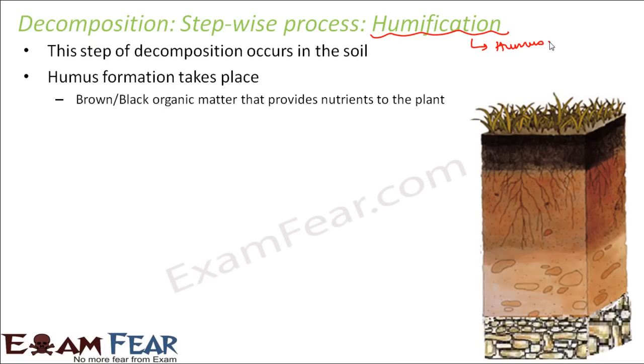Now before that, what is humus? Humus is brown or black organic matter that provides nutrients to the plants, and that is why it is said to improve the fertility of the soil. So nature-wise, humus is amorphous in nature. What do we mean by amorphous? Now there are two types of substances based upon its internal structure or internal form. One is crystalline and the other one is amorphous.